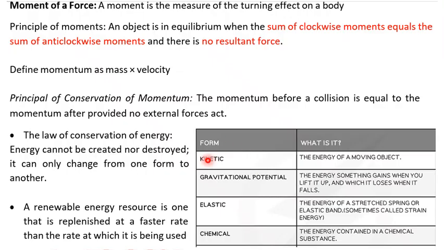And here are the forms of energy with which you are familiar. Kinetic means moving object. All moving objects will have kinetic energy. Gravitational potential is the stored energy. Elastic, the energy of a stretched spring or elastic band. Chemical, the energy contained in a chemical substance.